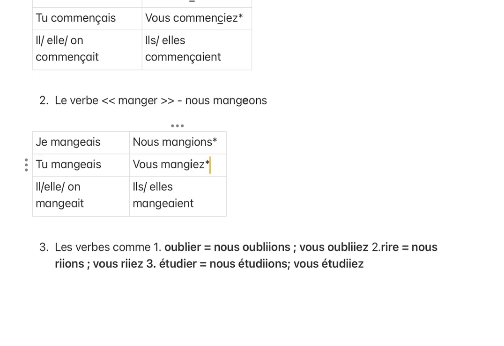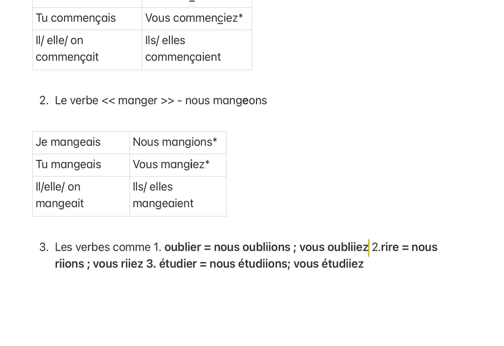Other examples are the verb oublier, which means to forget. So when conjugating the verb oublier using imparfait, we will have double I in the nous form, that is, nous oublions. Even in the vous form, that is, vous oubliez.